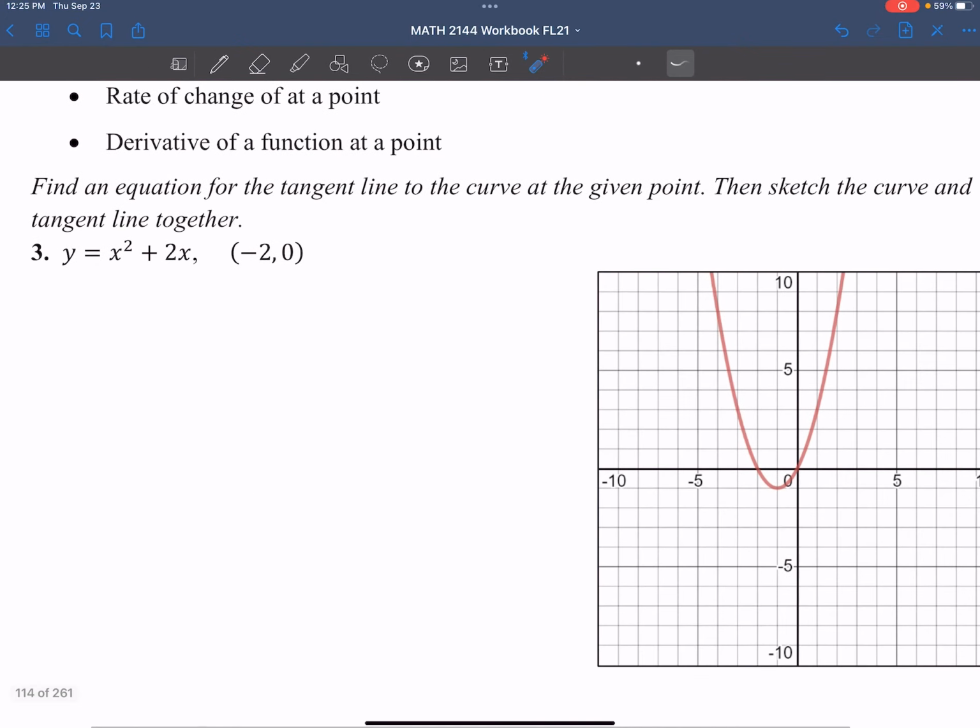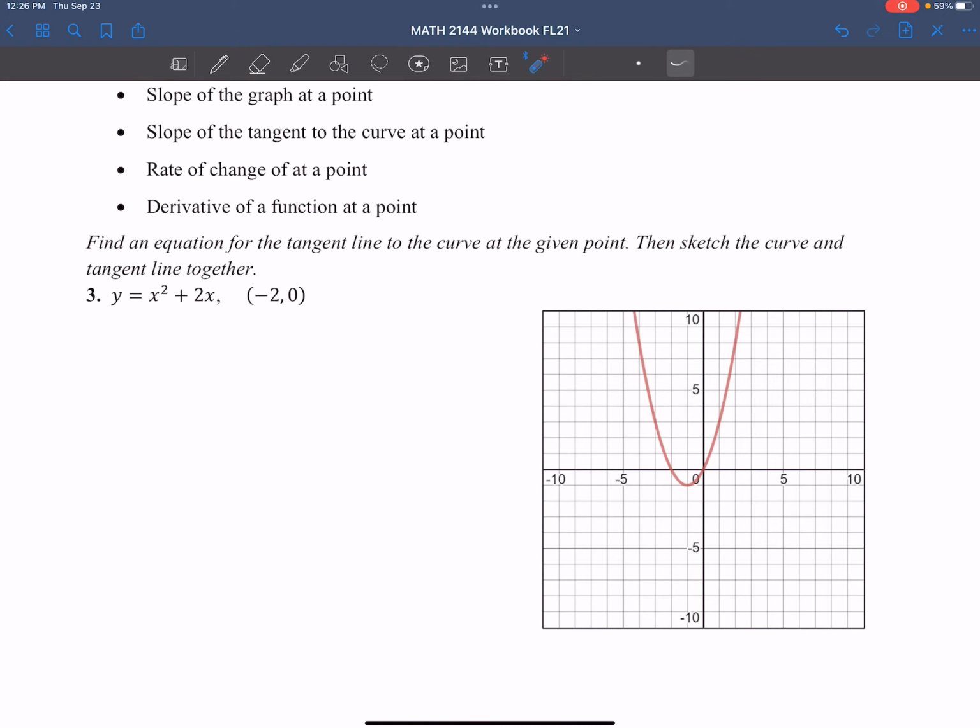So for number 3, we're asked to find the equation for a tangent line to the curve. In other words, we're also asked to find the slope of the curve. We're also asked to find the derivative of the function. And then we're asked to sketch the curve and the tangent line together.